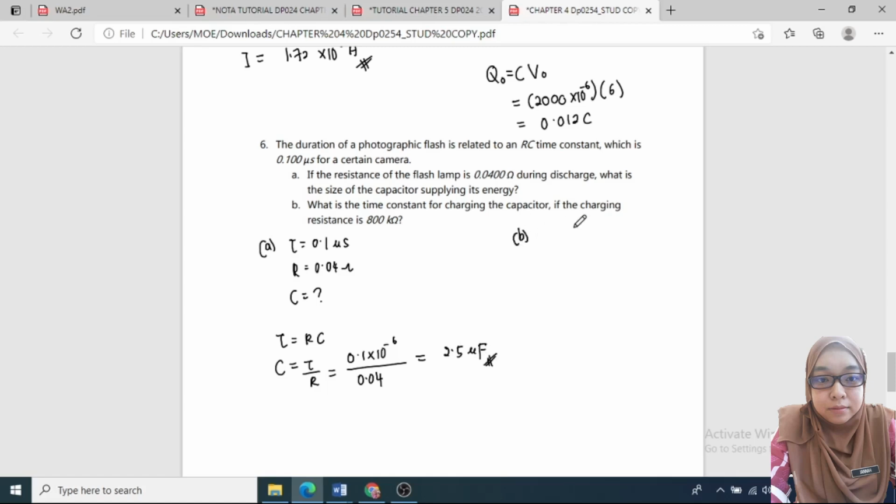And then for B, what is the time constant for charging the capacitor if the charging resistor is 800 kilo ohm? So we got tau equal to RC. So C kita still the same. R kita 800 kilo. And then C dia 2.5 micro. So tau kita 2 saat.